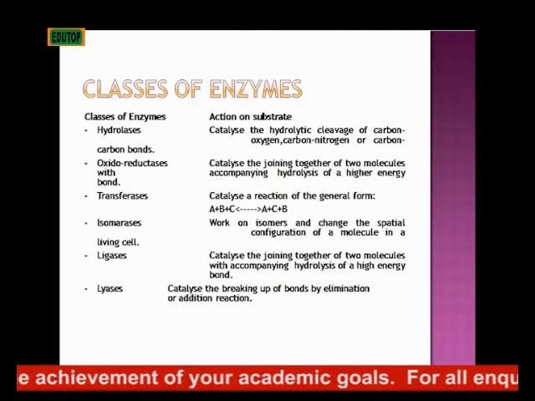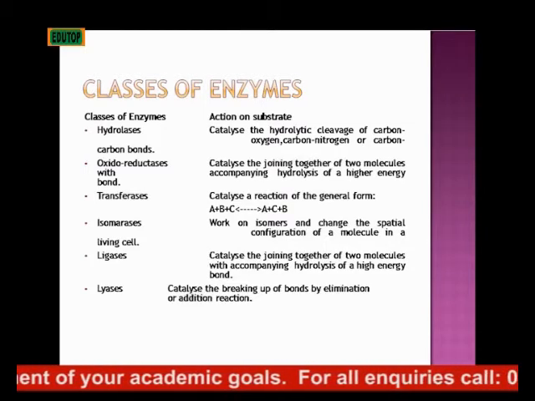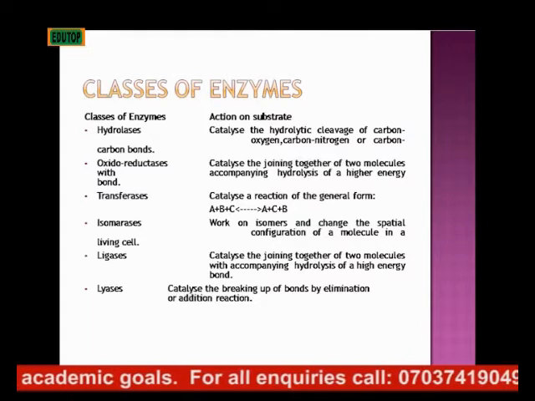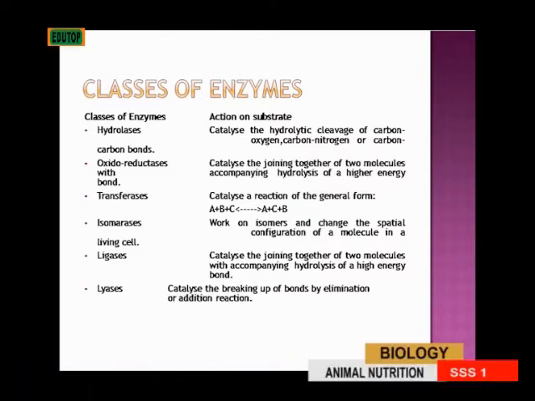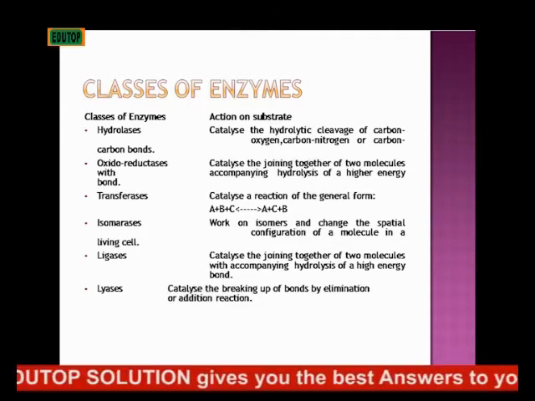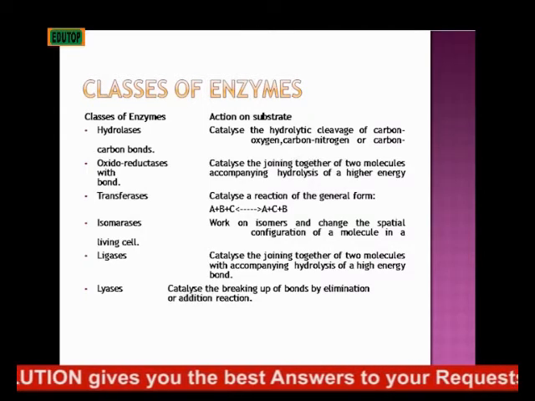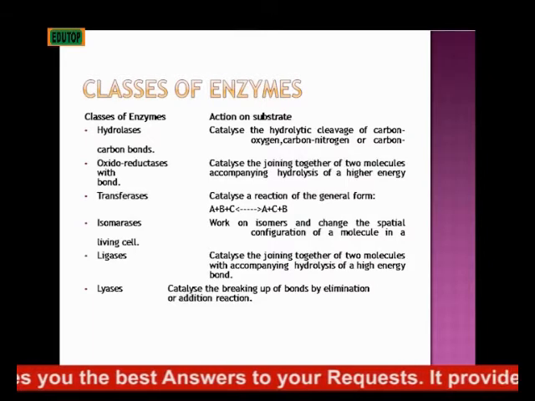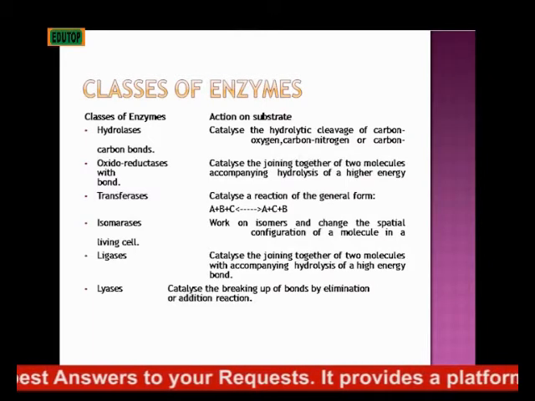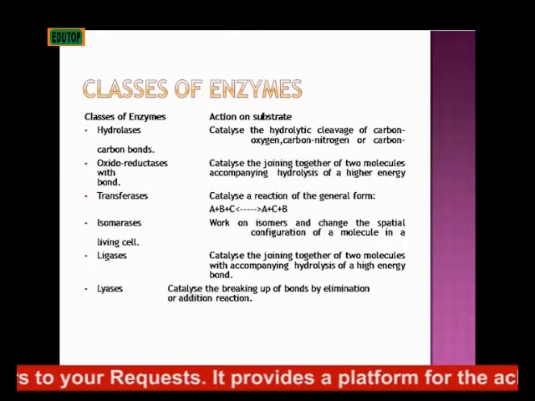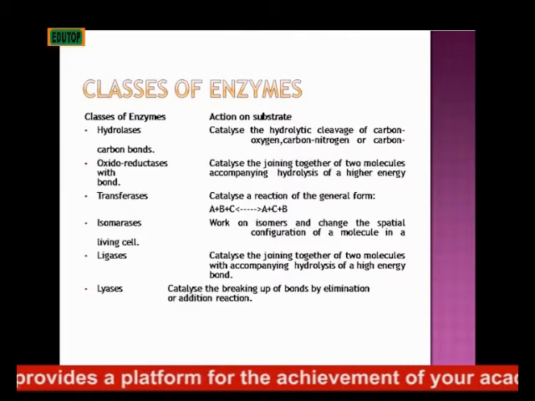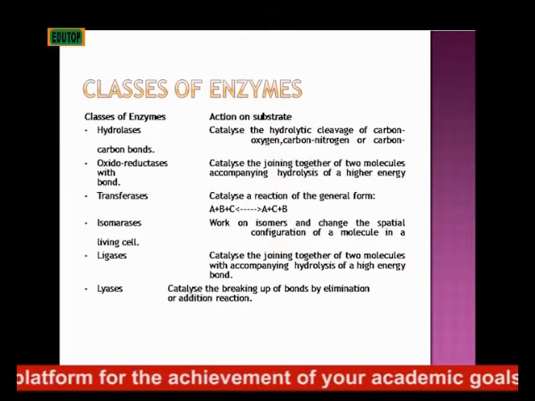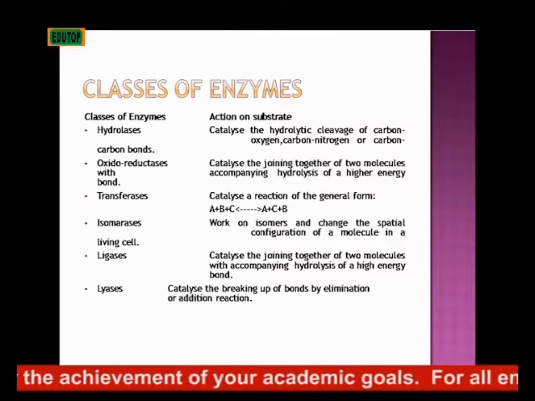Also, we have the transferases. Transferases catalyze reactions of the general form A plus B plus C, leading to A plus C plus B. So they interchange the groups, you see that C is at the end of the reaction here, A plus B plus C, then leading to A plus C plus B. Then we have another group or class of enzyme called the isomerases. They work on isomers and change the spatial configuration of a molecule in living cells.